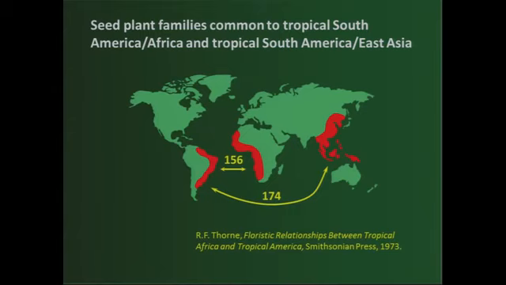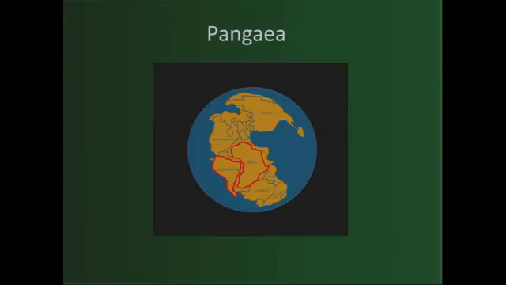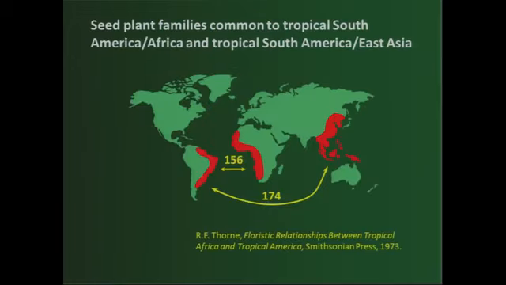If South America and Africa had really been joined for millions of years, we would expect to find exactly the opposite. We would expect there to be more plants common to South America and Africa than to South America and Asia. Do you see the problem here for the ancient earthers? They say that South America and Africa were joined for millions of years. But there are more seed plant families common to South America and Asia than to South America and Africa.